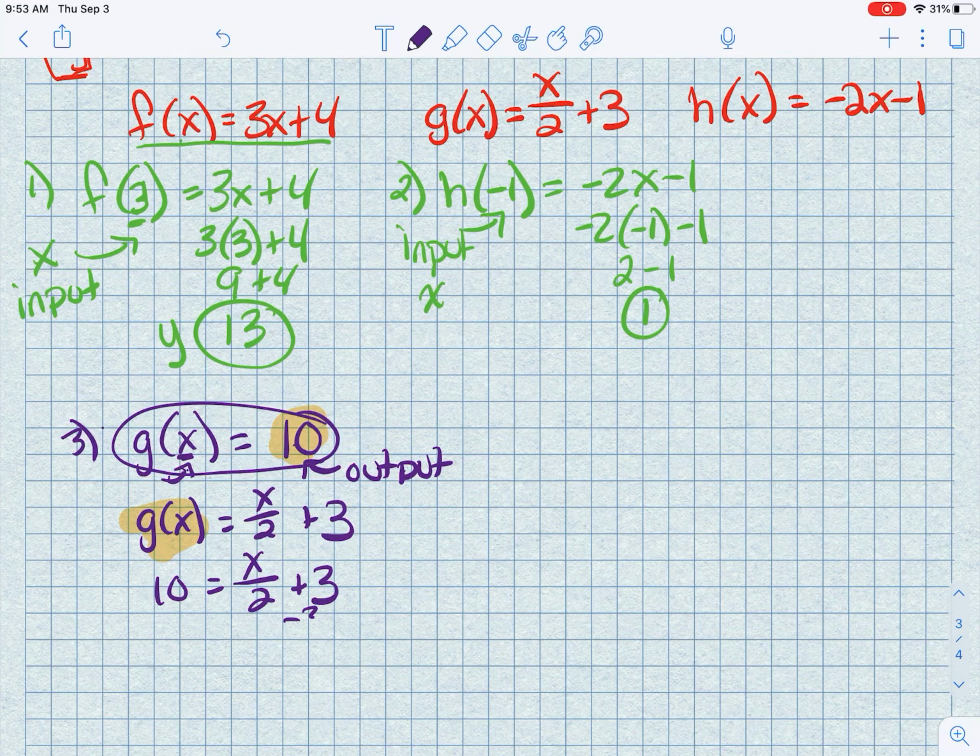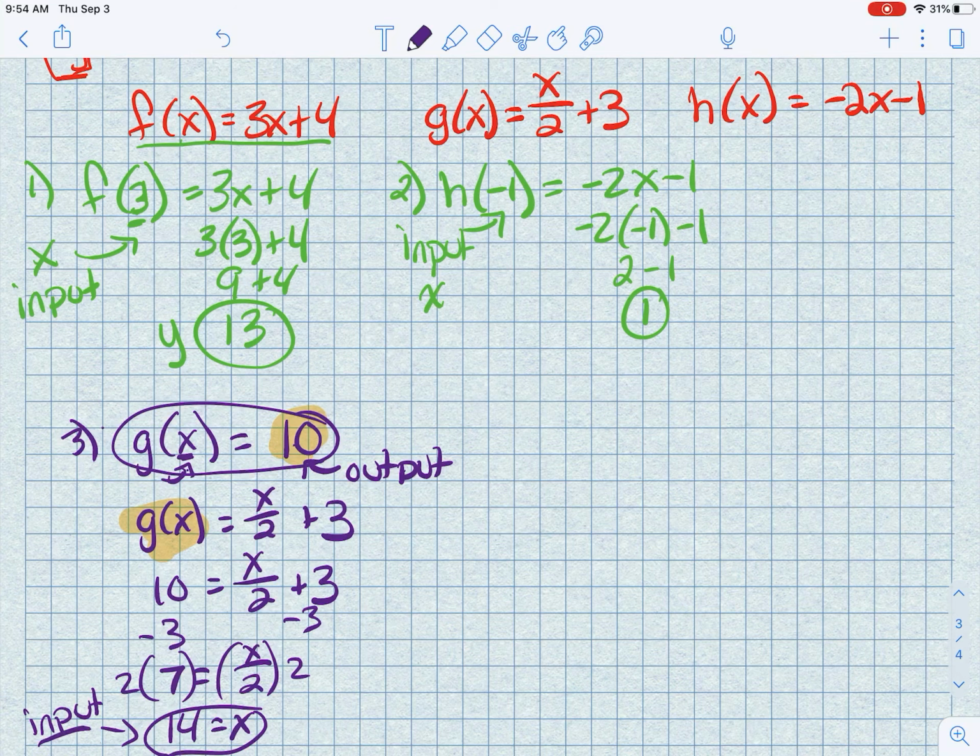Okay, let's go ahead and solve. So I'm going to subtract 3 from each side to get my variable alone. And then I'm going to multiply each side by 2 since that 2 is dividing. So I get 14 equals x. And that would be my input.